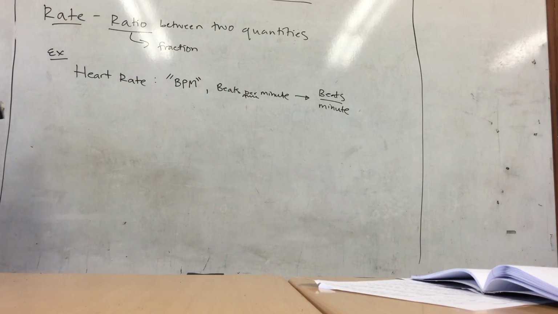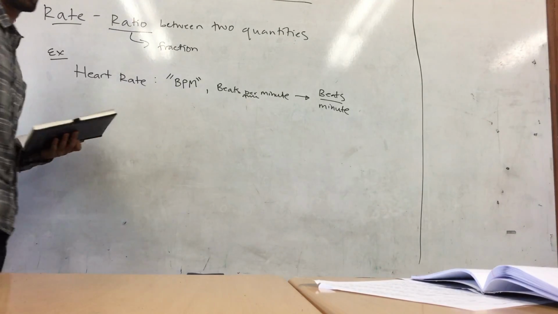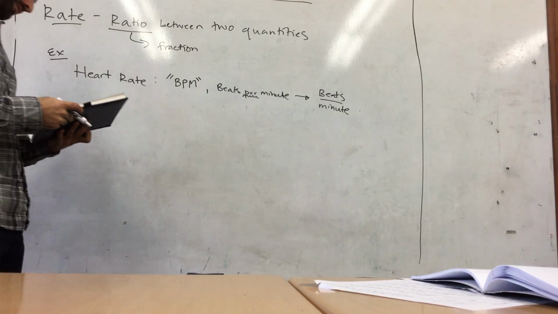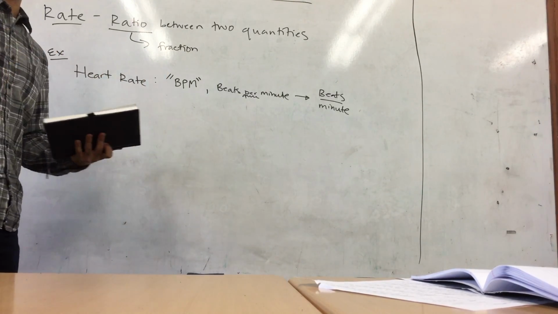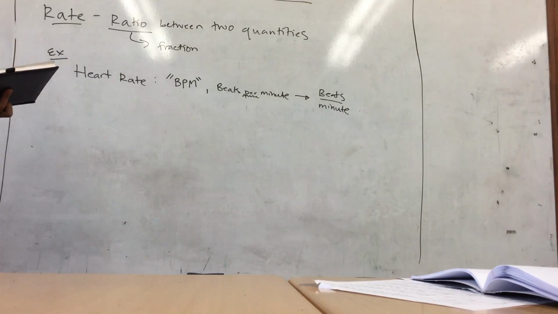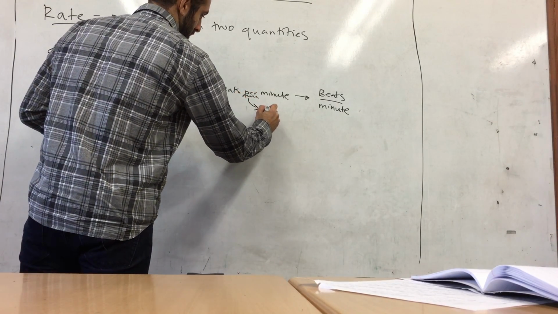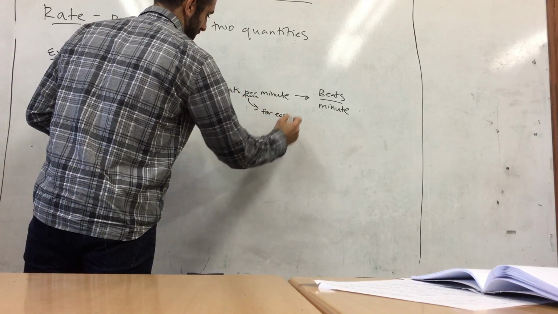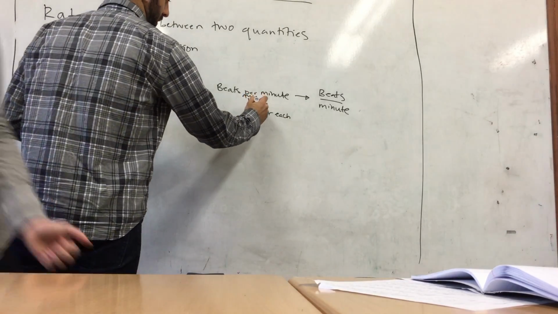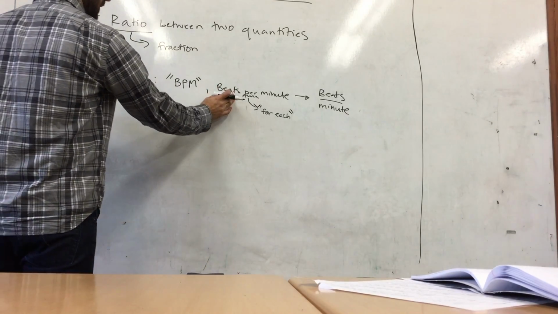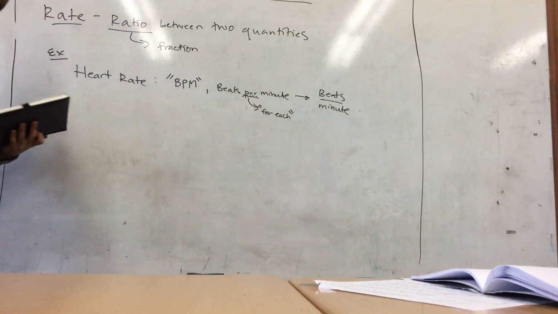What does this word right here mean? Per. What does per mean? Every. You're going to see it again in percent. I don't expect you to know this, but you can use your understanding of the English language to figure it out. For each is what I like to use the most. Beats for each minute.